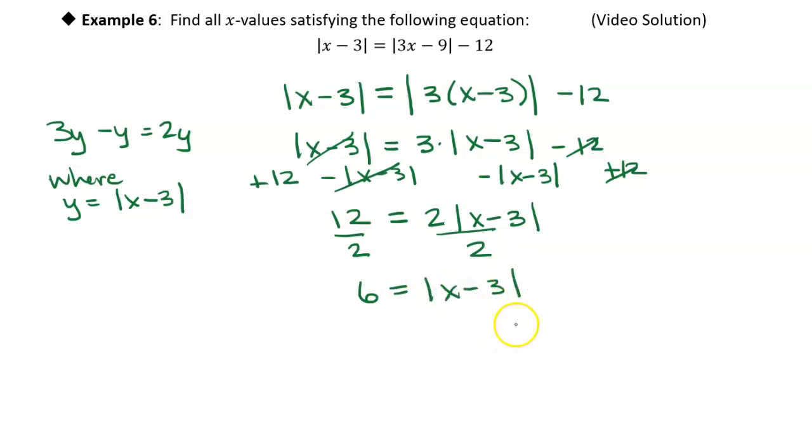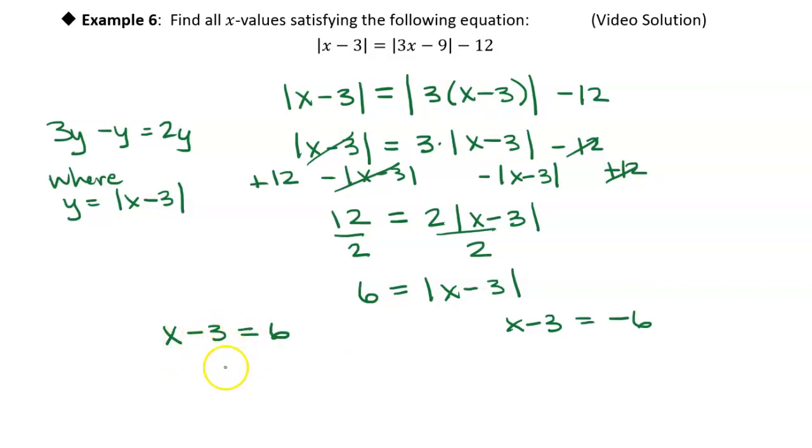We know how to deal with that. We can split it into two cases. This means that the thing inside the absolute value was either already positive, and we just left it as positive, so x minus 3 is equal to 6, or x minus 3 was equal to minus 6, and we changed the sign of it to be 6. So solve these two.